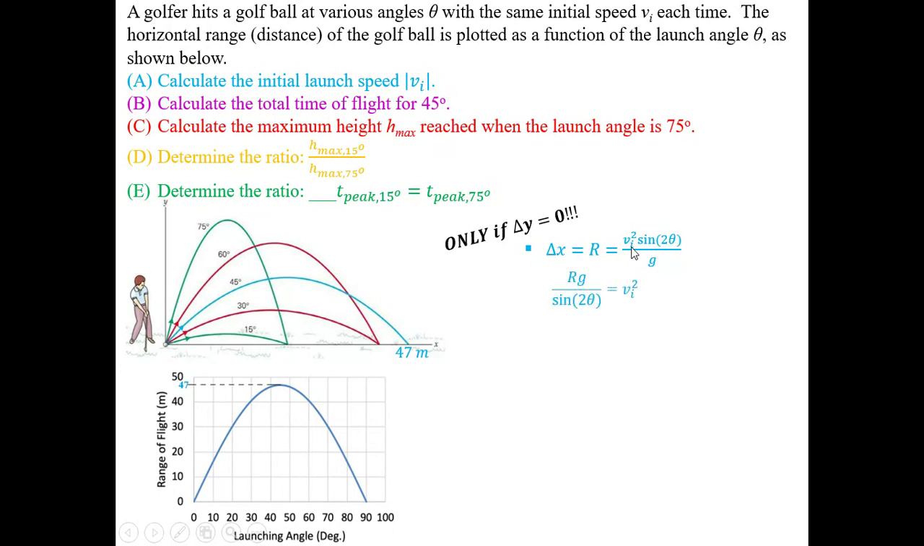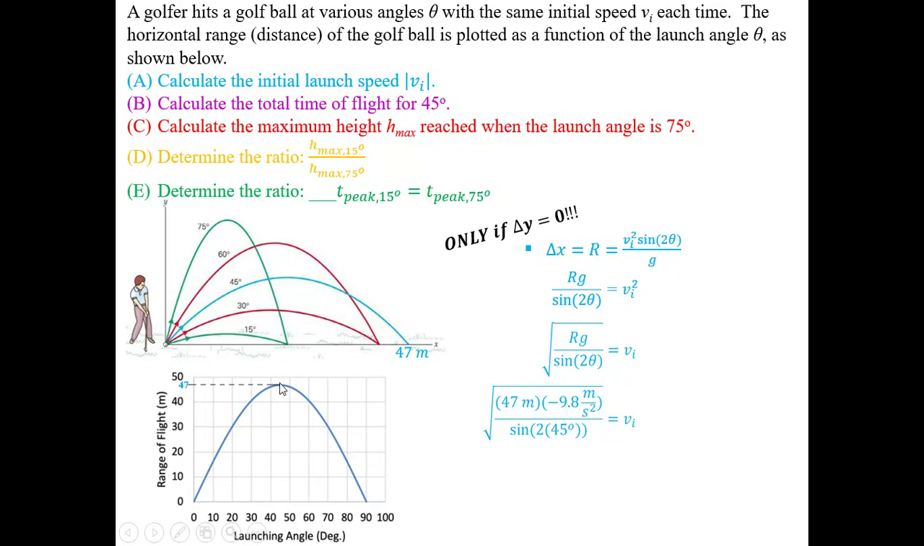Because of that, I can just find VIY by multiplying both sides by g and then dividing both sides by sine 2 theta. Well, what's your range here? Your range is going to be 47 meters, g is negative 9.8, and theta is 45 degrees, because 45 degrees, according to the graph, produces a horizontal range of 47 meters. So if you need to, once again, pause, read the diagram, read the graph, and hopefully keep up here. To find VI, I'm just going to square root both sides, and then plug and chug: R being 47 because the graph said so, g is negative 9.8, and the angle for sine 2 theta is 45 degrees because the maximum horizontal range occurs at 45 degrees. Just make sure you use the corresponding values here.